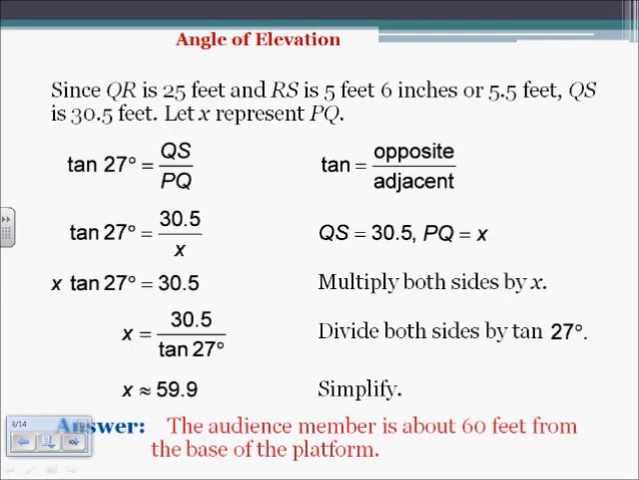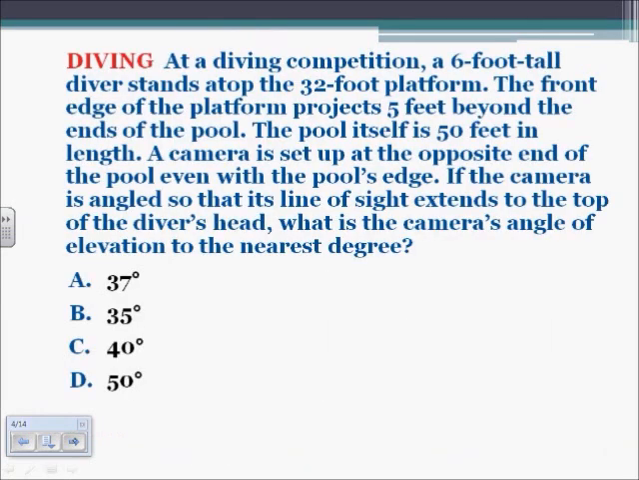Next one. Diving. At a diving competition, a 6-foot tall diver stands atop a 32-foot tall platform. The front edge of the platform projects 5 feet beyond the end of the pool. The pool itself is 50 feet in length. A camera is set up at the opposite end of the pool, even with the pool's edge. If the camera is angled so that its line of sight extends to the top of the diver's head, what is the camera's angle of elevation to the nearest degree?